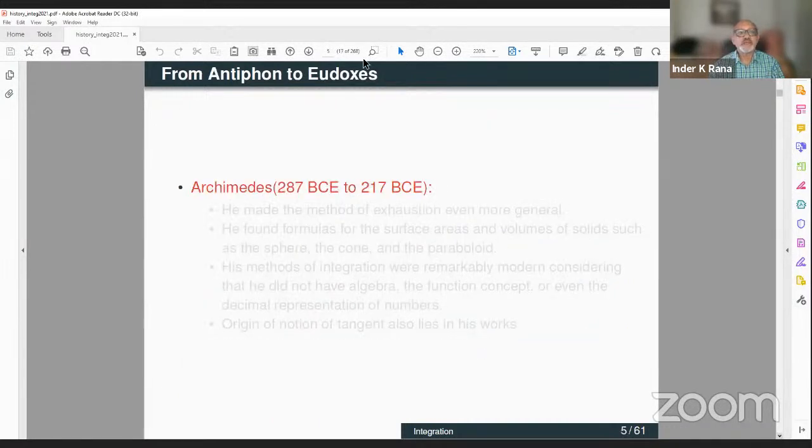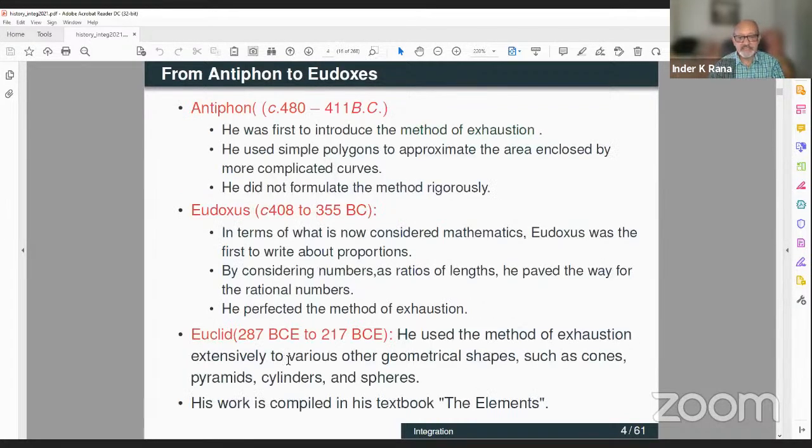Okay, so I'm sorry, I missed something. And that is Euclid, the important considerations. He used the method of exhaustion extensively on various other geometrical shapes such as cones, pyramids, cylinders, and spheres, finding areas and volumes of such things. His work is compiled in what we call the books of the Elements. Okay, so that is a bit of history, their contributions.